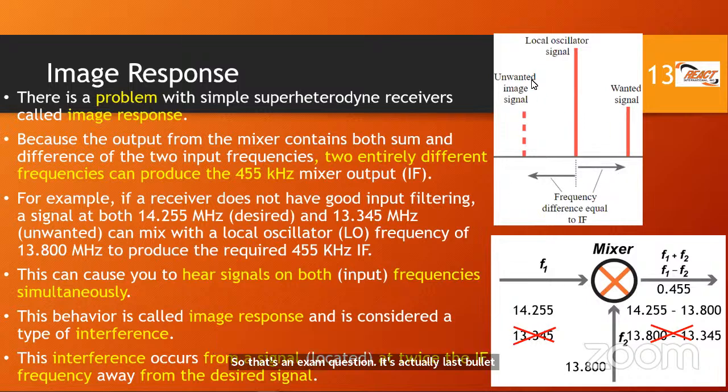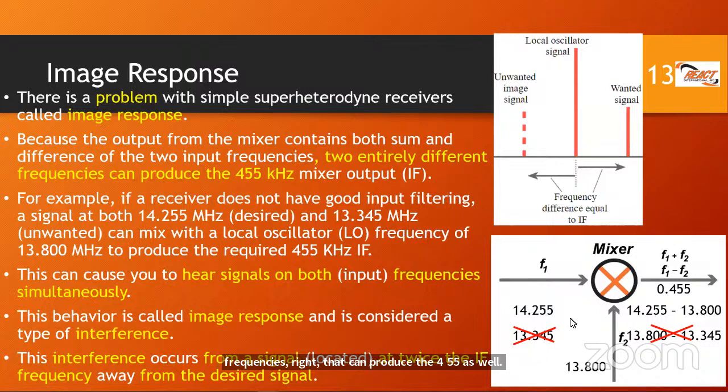But let's discuss this problem of image response. What causes that image to be created in the first place? It has to do with the way the mixer works: when it mixes the two frequencies, it produces a summation of the two frequencies, and it also produces a difference of the two frequencies. But we are only really interested in the difference. So we get two entirely different frequencies that can produce the 455 as well.